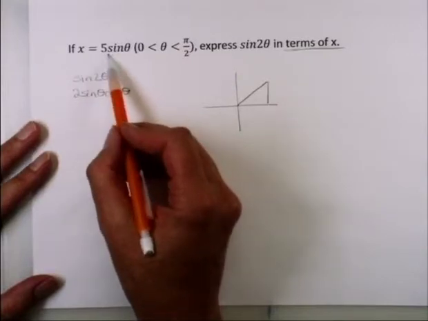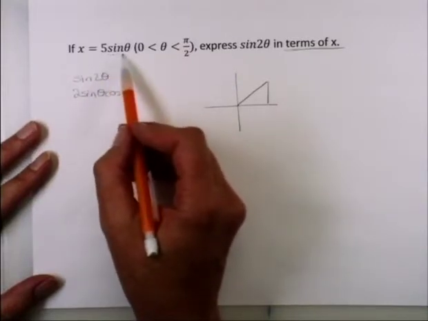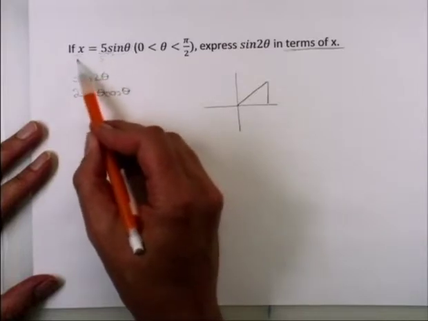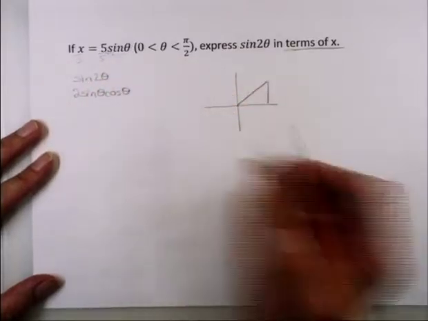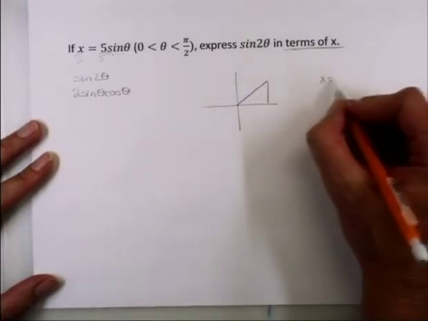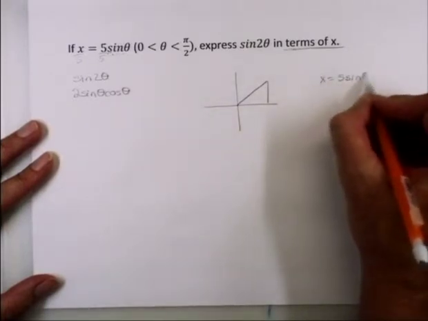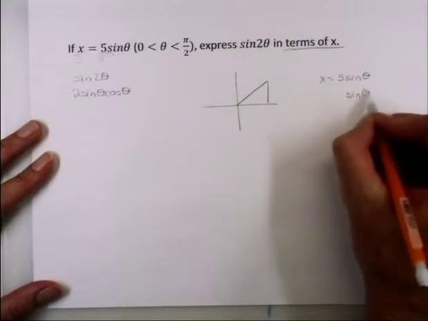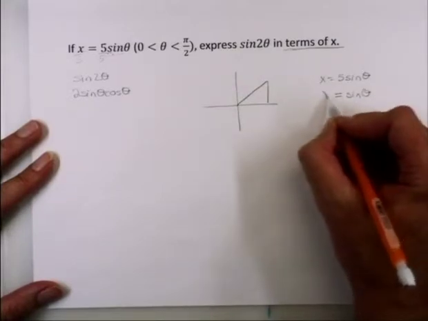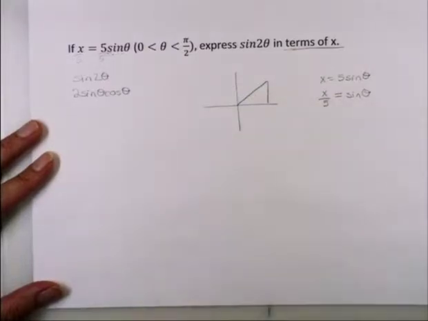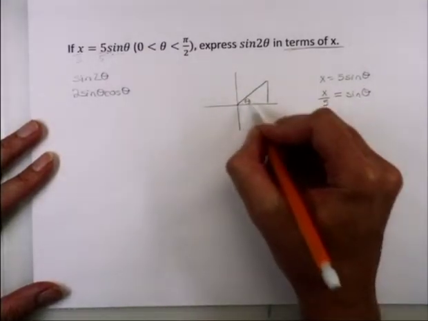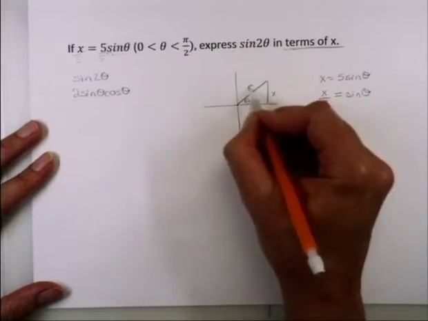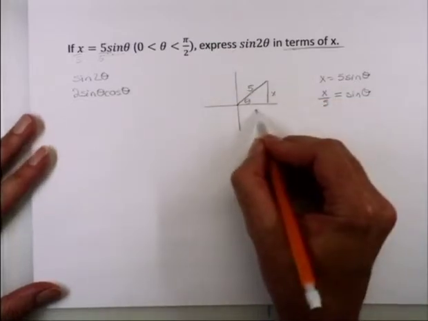But I can take this and solve for the sine of theta by just simply dividing off that 5 from both sides. So I know that, let's see, I'll do that over here. If x is equal to 5 sine theta, if I divide off the 5, I know that sine of theta has to equal x over 5. So when I come to my reference triangle, the side that's opposite will be x, the hypotenuse will be 5, and I don't know the adjacent.